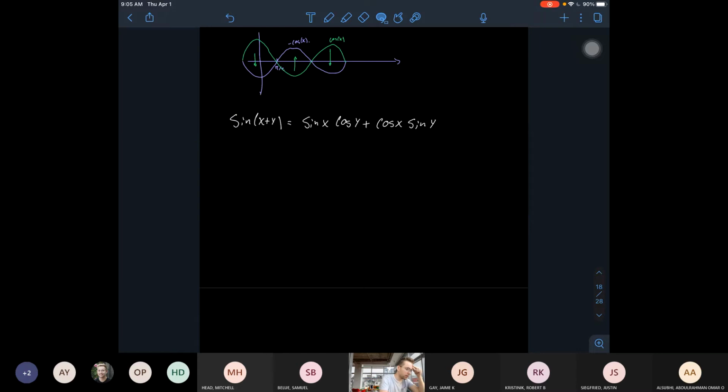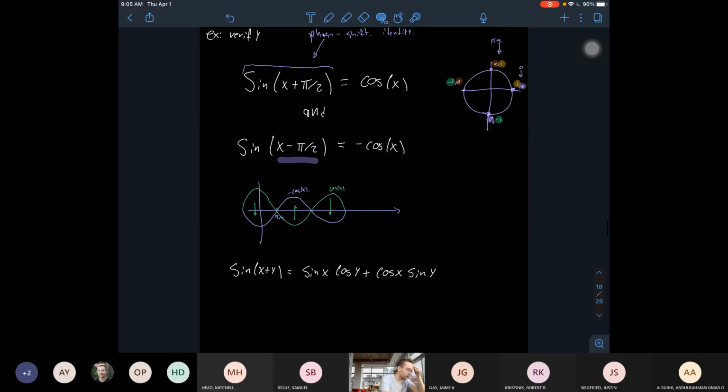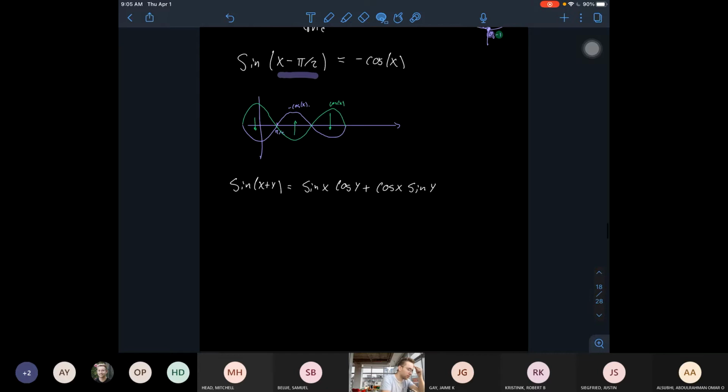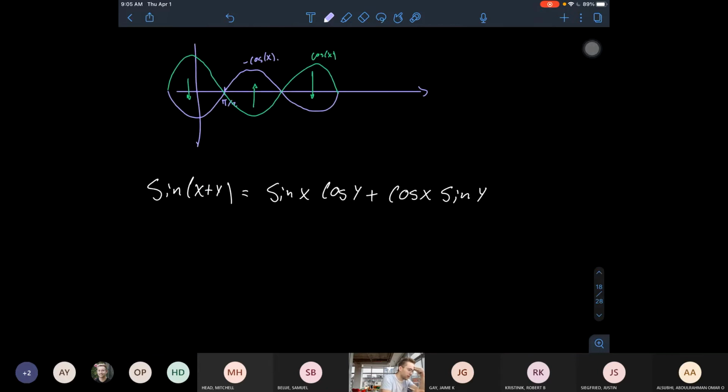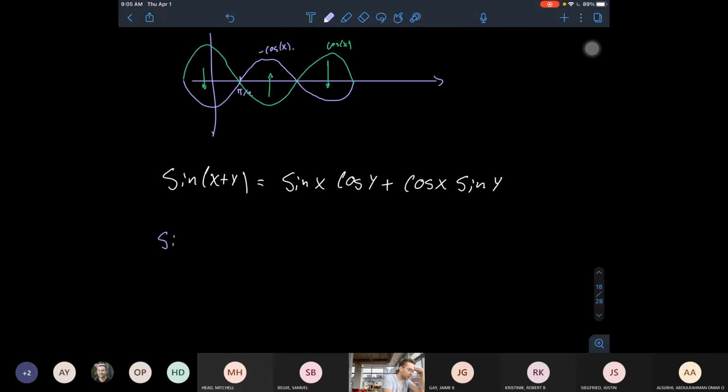Okay, so this is the thing we're trying to find out. And now let's try and use sine of x plus pi over 2. So if we want to do this, we're going to put a pi over 2 anywhere we see a y. So we get sine x times cosine of pi over 2 plus cosine of x times sine of pi over 2.